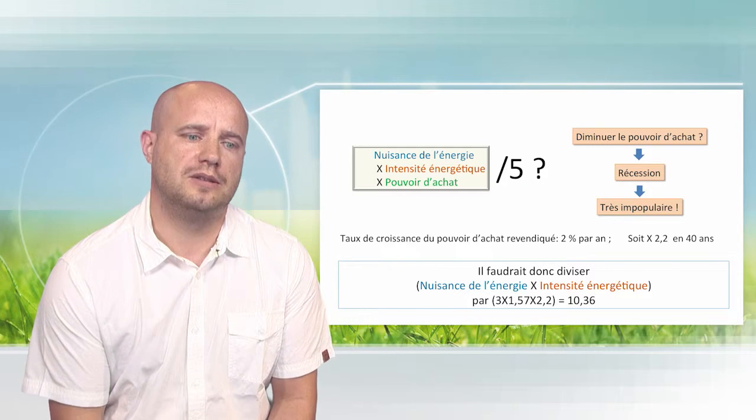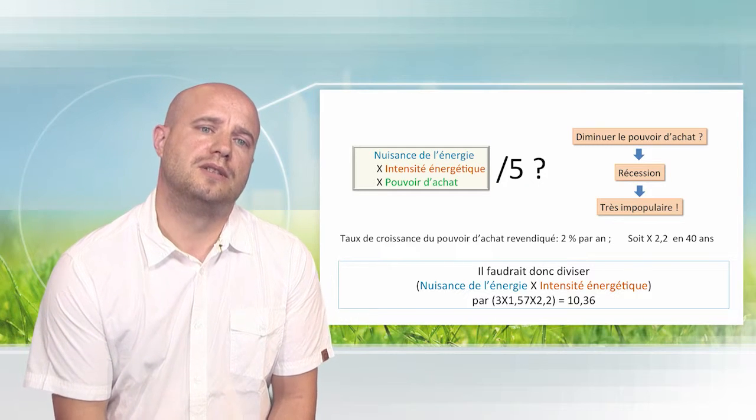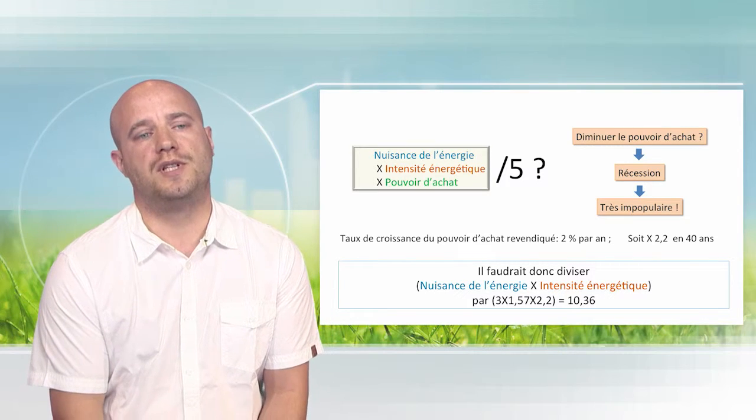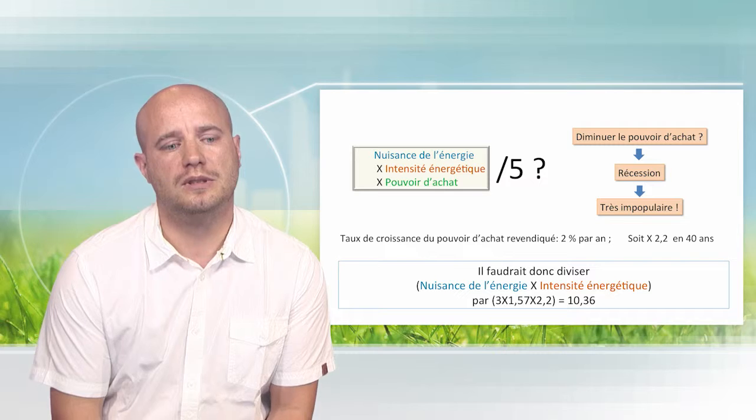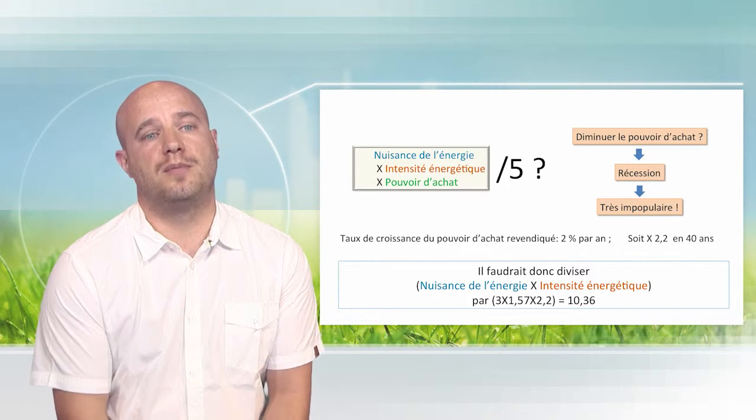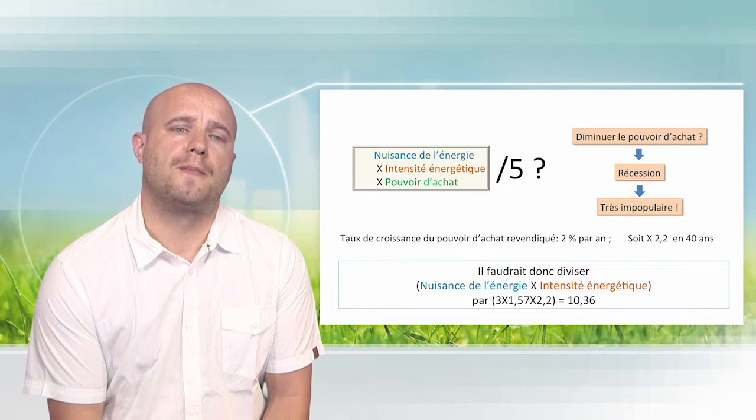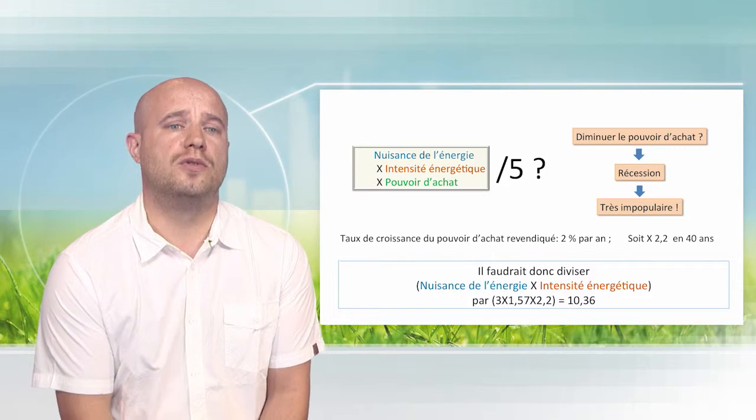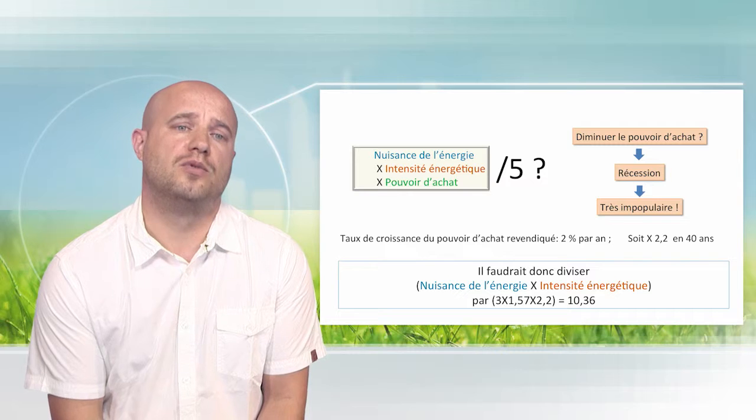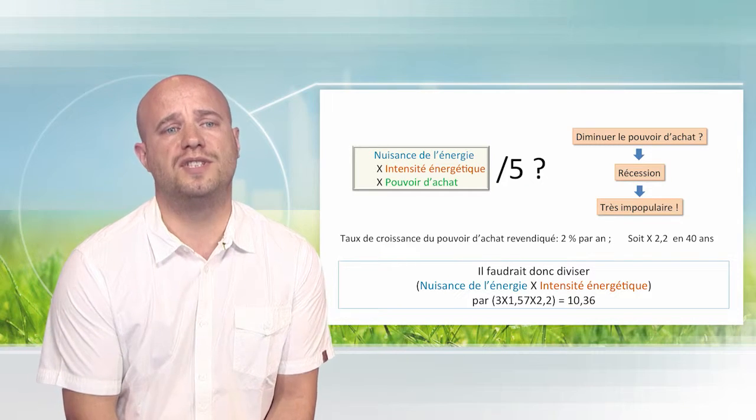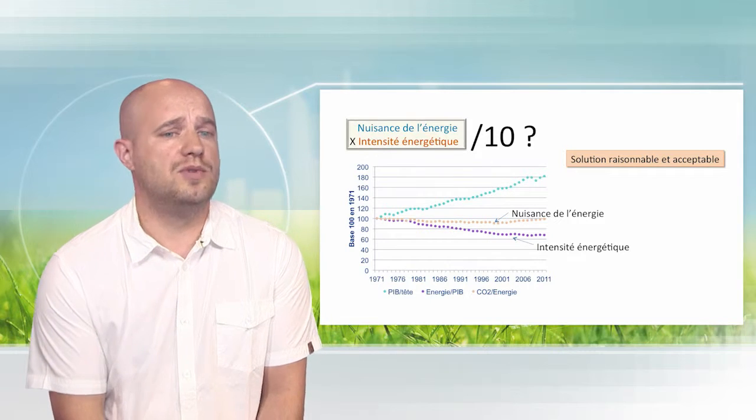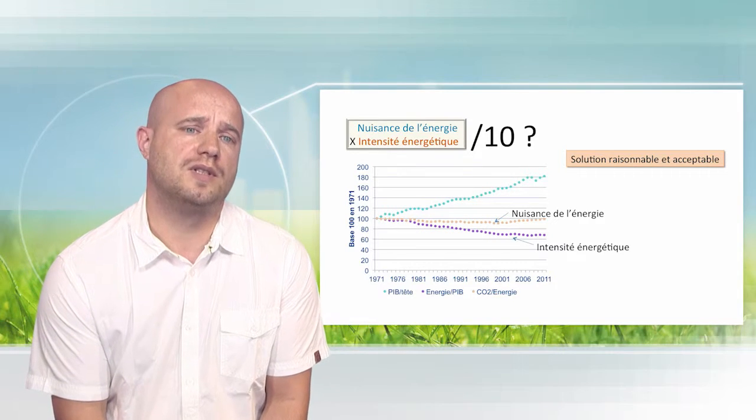Populations really normally want to increase their purchasing power by 2% every year rather than the other way around, which means a multiplication of 2.2 between now and 2040. And we need to apply this to the other parameters. The two remaining parameters will be divided by a factor of approximately 10 to reach our objective. Energy-induced disturbance and energy intensity.